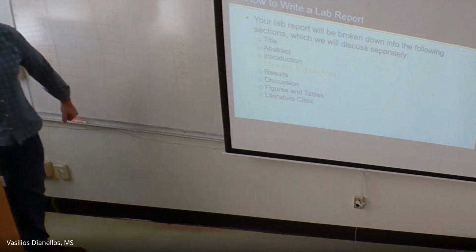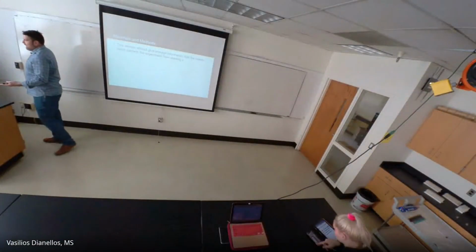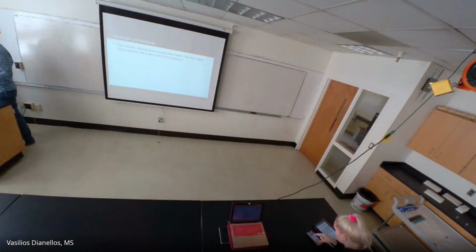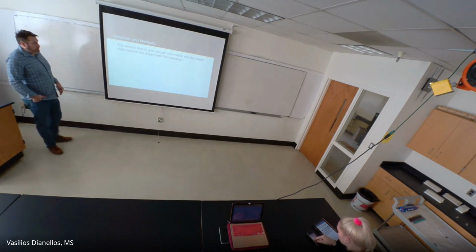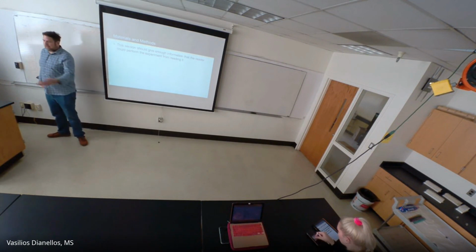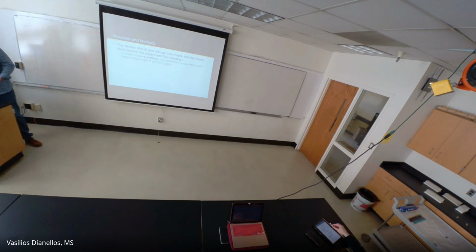Materials and methods is very straightforward. Basically, you're just going to write enough to where somebody could read your lab report and reproduce your experiment. Does that make sense? You should have enough information about what you did where someone can read it and redo what you did. It really is that simple. But really quickly, we'll go through this.